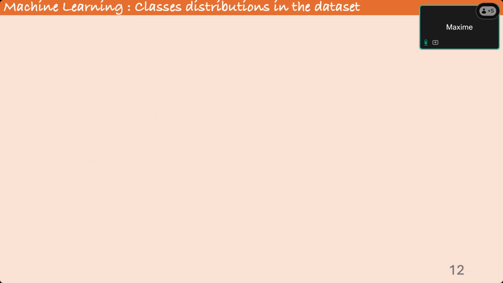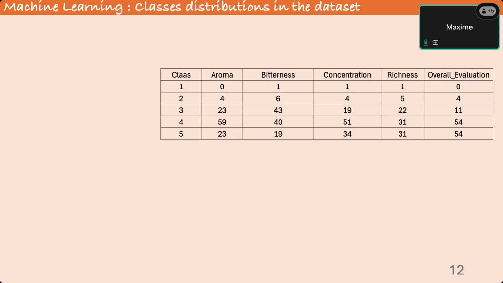Before talking about the machine learning part, let me present how the data is distributed in my data set. As I said, for this part I have to predict the sensory quality from the parameters. Here is how our data is distributed. We want to predict 5 classes, class 1, 2, 3, and 4. As we can see, class 1 is almost non-existent in the data.